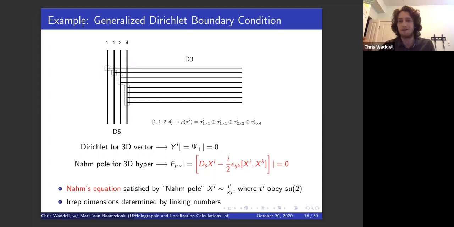And the coefficient matrices here, these T_i appearing in this expression, they're just a triple of matrices which obey some SU(2) algebra. And the way we can determine what the T_i's are in terms of the brane picture is essentially that the dimensions of the irreps of SU(2) which appear in T_i are going to correspond exactly to the linking numbers which appear associated with the D5-branes in our brane picture.